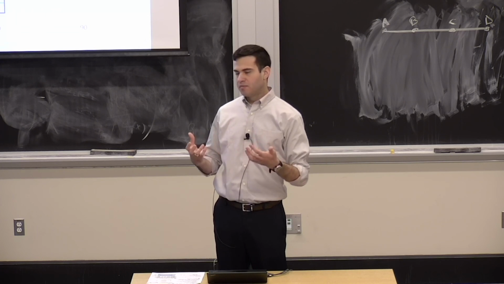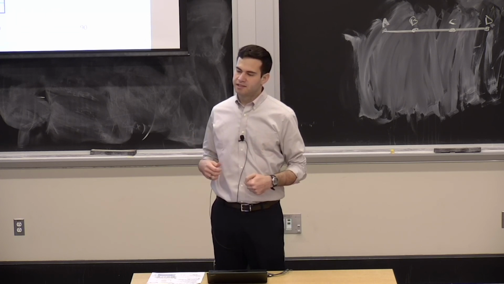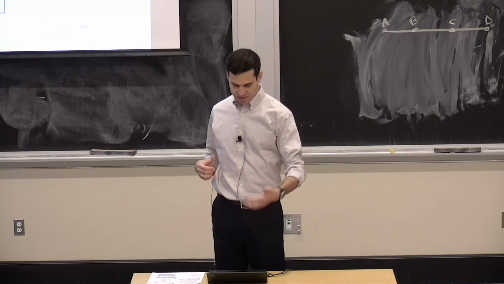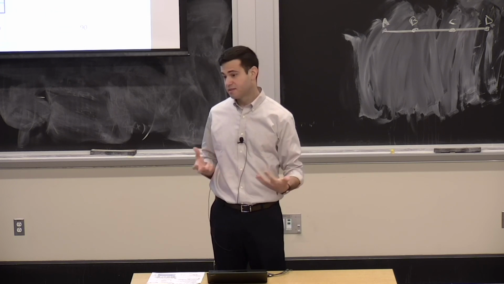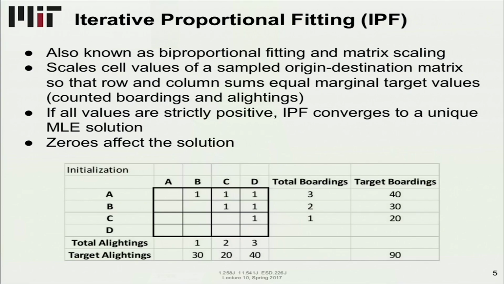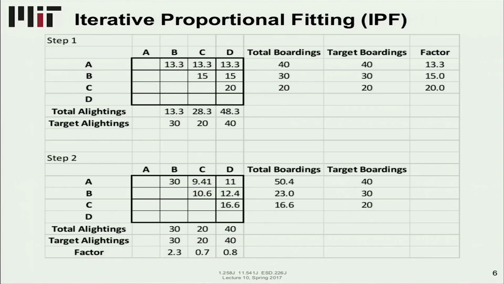They're total counts of boardings and counts of alightings at each stop, and in this example, they can come from APC. So the algorithm for iterative proportional fitting calculates a scaling factor for each row.